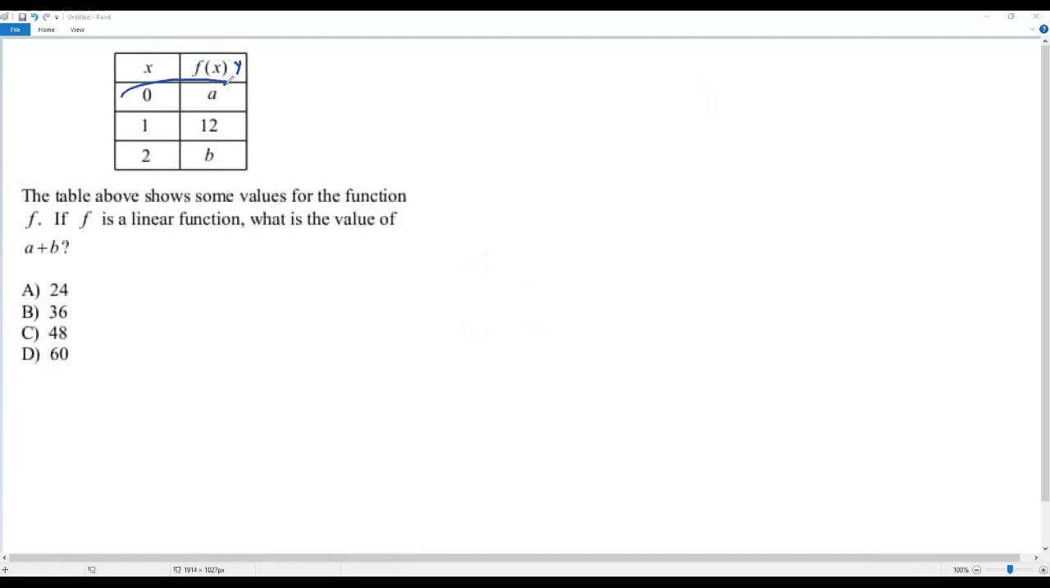Now let me consider the first point we have over here, that is 0 comma a, and the second point 1 comma 12. Here we can consider this is x1 y1 and this is x2 y2. Now we can use the formula to get the slope of a line when 2 points are given. The formula is m equals y2 minus y1 divided by x2 minus x1.